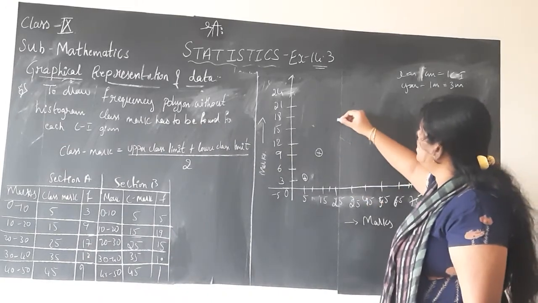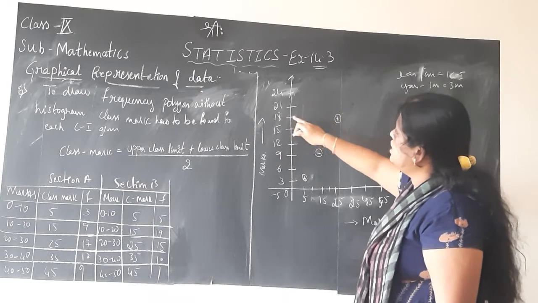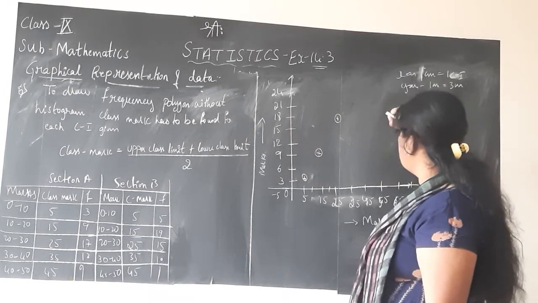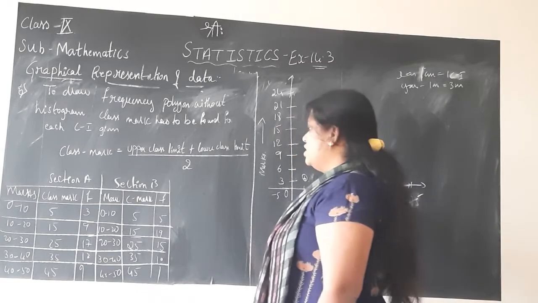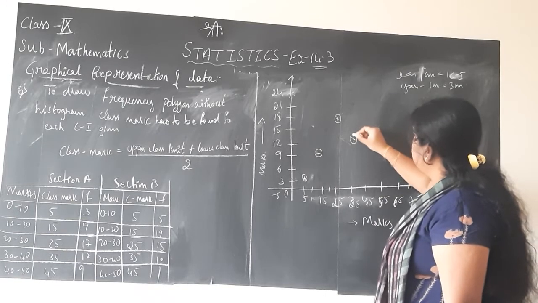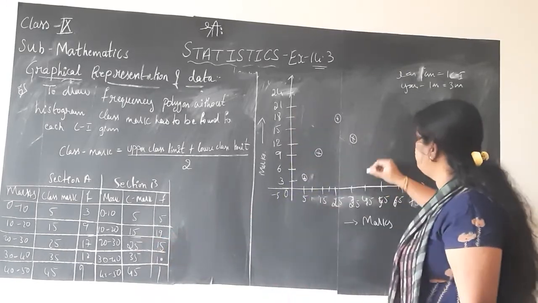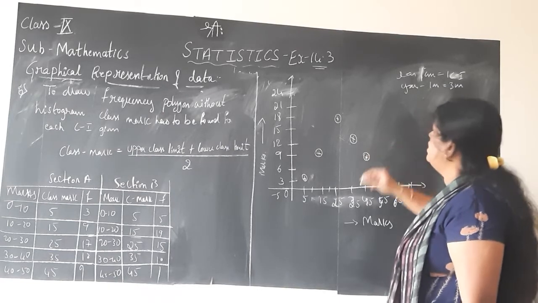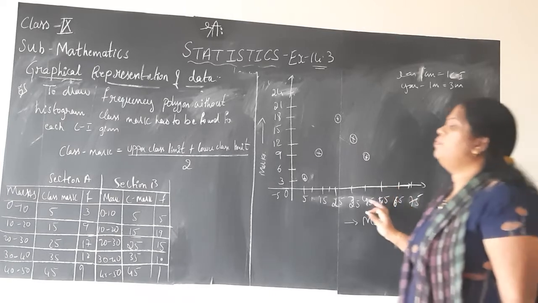25 is here. 15 is here. 17 you will mark. 15 and 3 comes. That I will tell you again how to do. So 25 is done. Next for 35, children, it is 12. For 35, 12 done. Next for 45, it is 9. For 45 it is 9. Like this we mark all the 6 class intervals with the help of class mark.